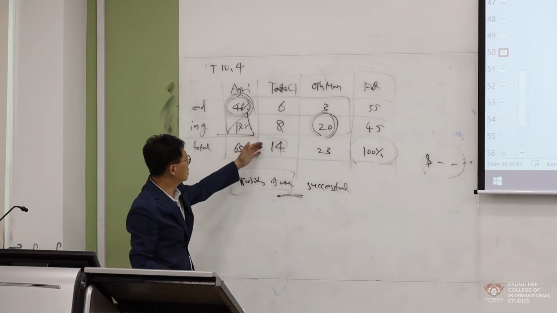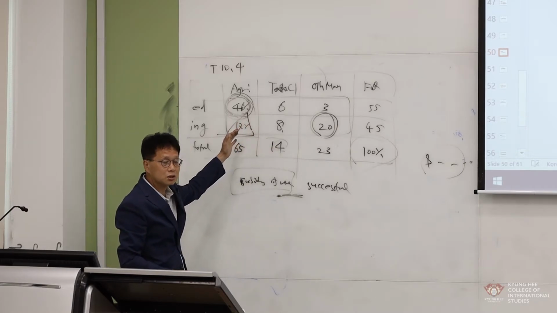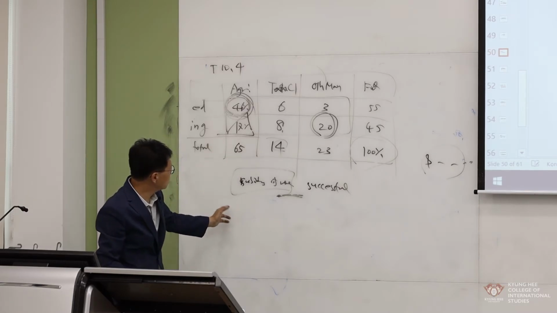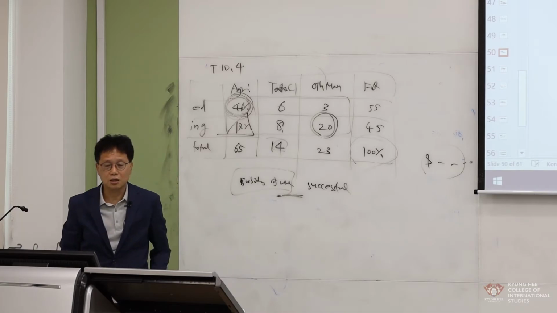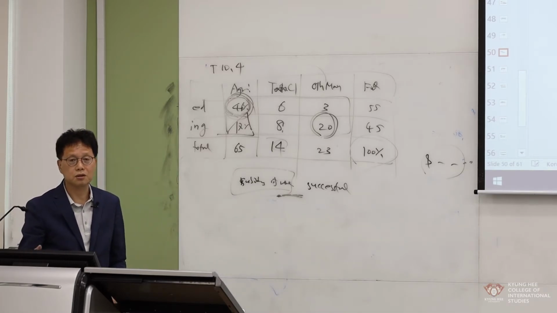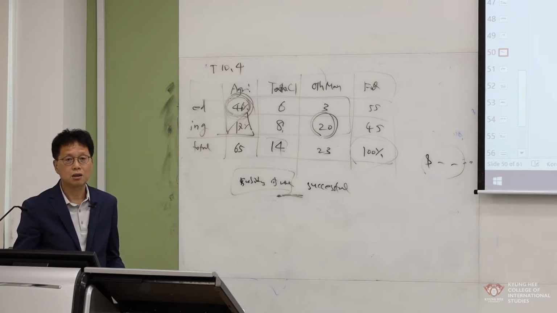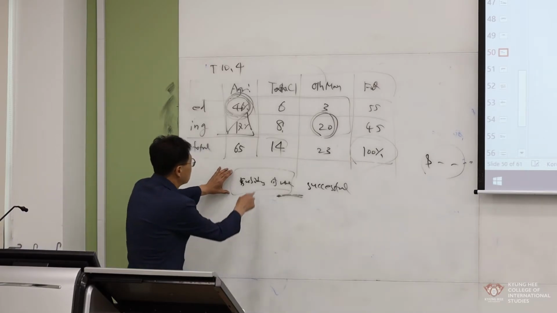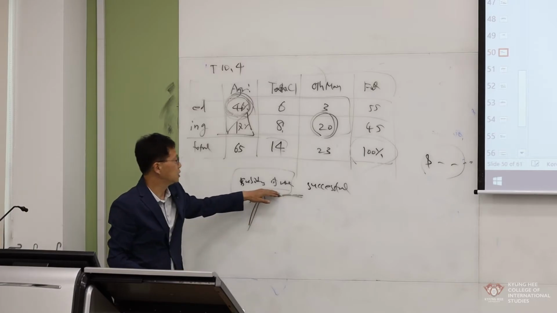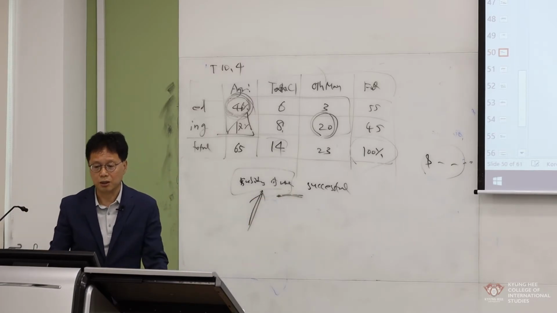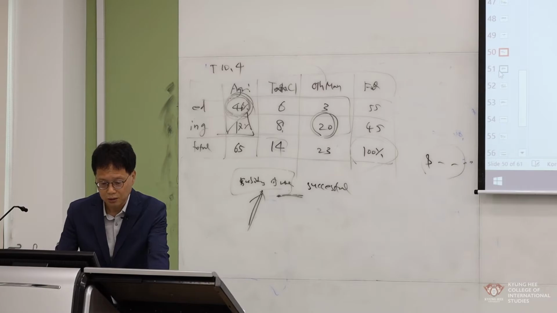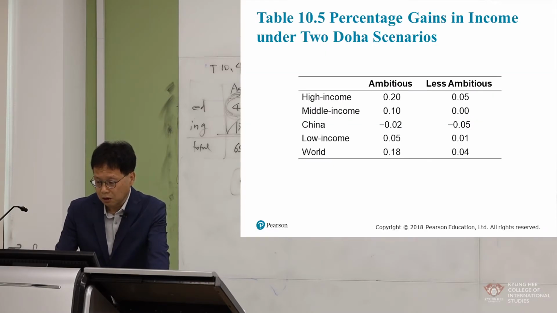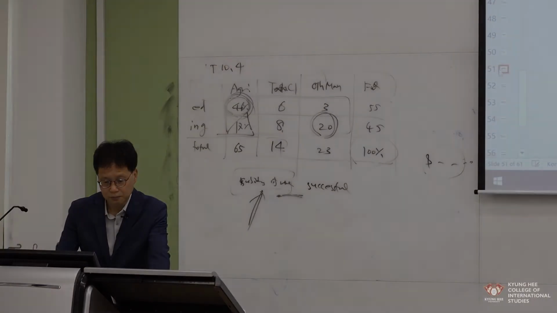And some developing countries object to this kind of agricultural subsidy policy by developed countries. Why? Actually, they do not have the money. So most developing countries attack and criticize the agricultural subsidies in developed countries too. Okay. Okay. Table 10.5. This result is not so serious.